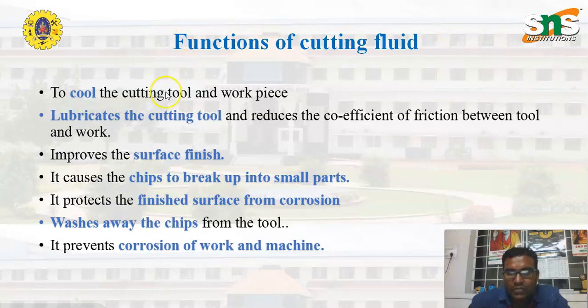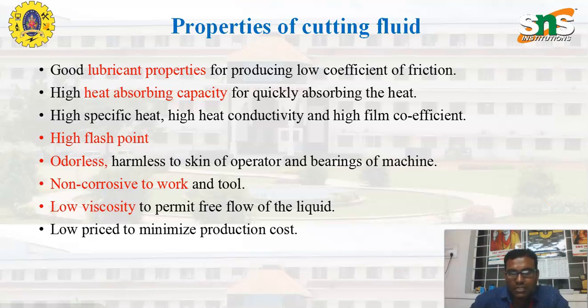Next, we will discuss the functions of cutting fluid. It is used majorly to cool the cutting tool and the workpiece, and it also lubricates the cutting tool and reduces the coefficient of friction between the tool and workpiece. It improves the surface finish of the workpiece, and causes the chips to break up into smaller parts. It protects the finished surface from corrosion, washes away the chips, and prevents corrosion of work and machine.